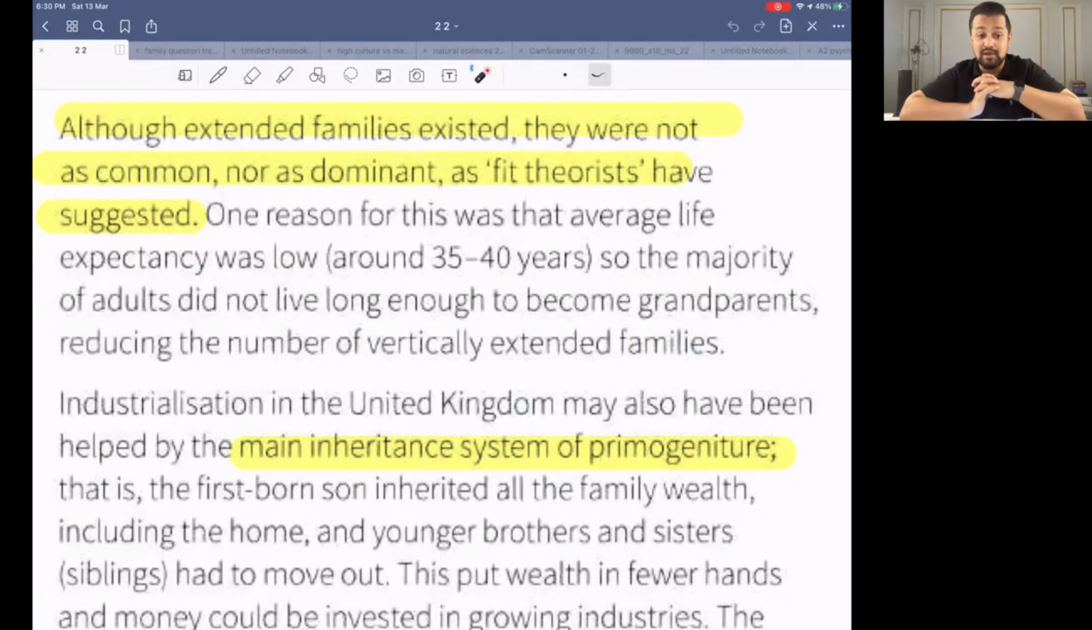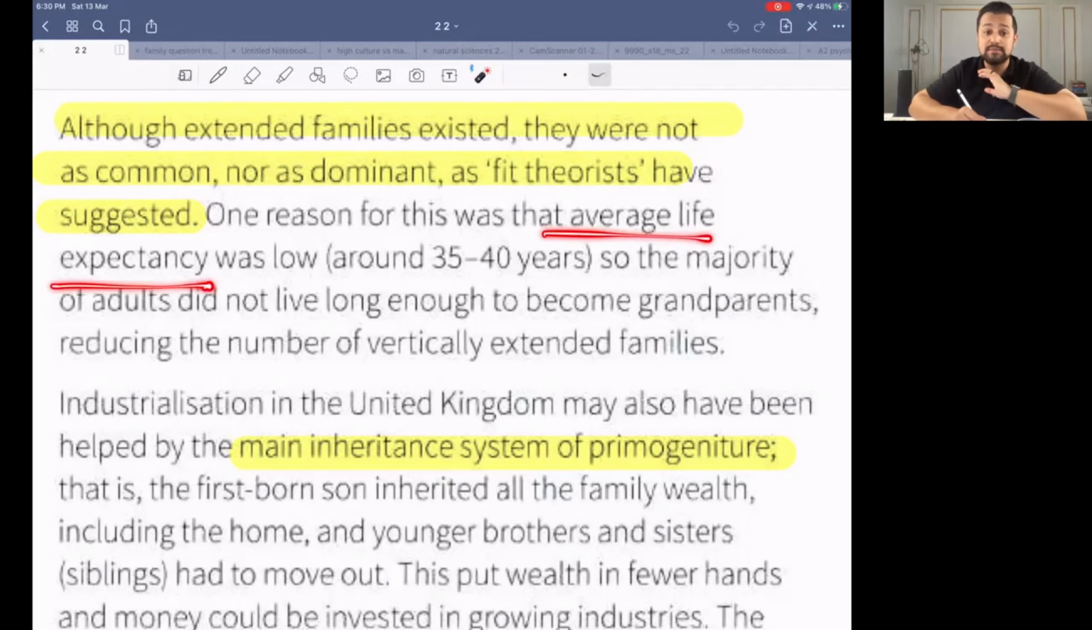Yes, there is a possibility that there would be extended families there, just like there were other family forms there as well. But for us to believe that the extended family was the norm back then, the most prominent or dominant family structure as the theorists claim it was, it might be wrong, right? One reason for this was that average life expectancy back then was low. Remember, we have statistical support for this point as well.